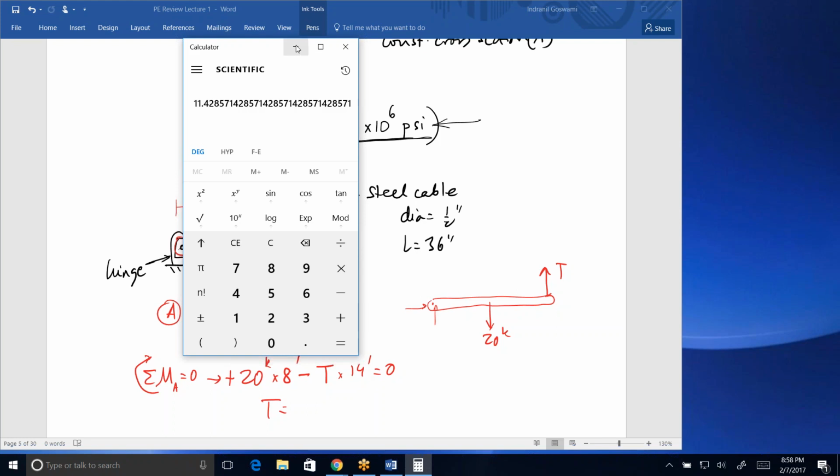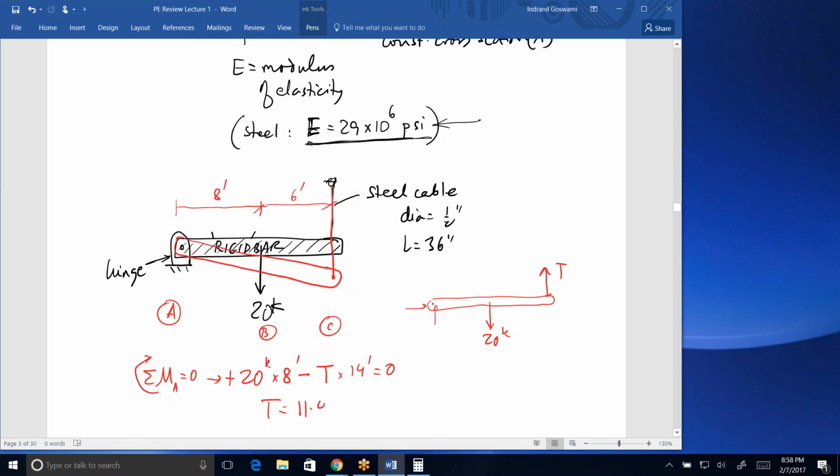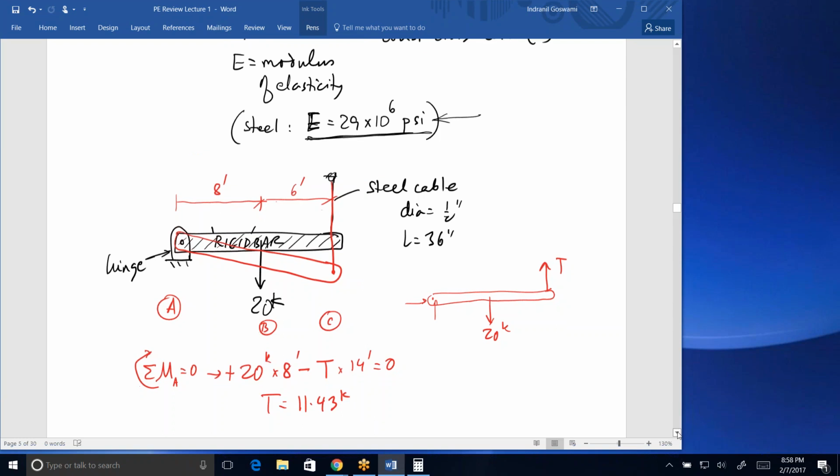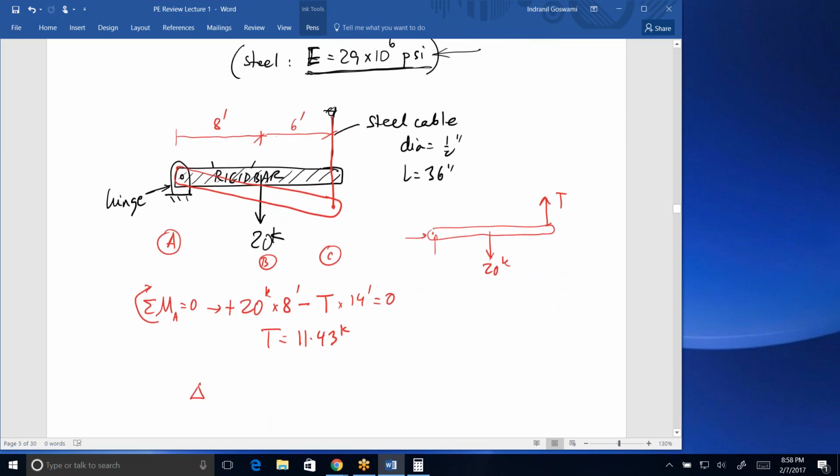So that'll be 11.43 kips. And then if I want to figure out the extension of the cable, the delta L for the cable, the formula is PL over AE. This is the force that causes that extension. So it's going to be 11.43 kips multiplied by the length of 36 inches divided by the cross-sectional area, pi over 4 times 0.5 squared.